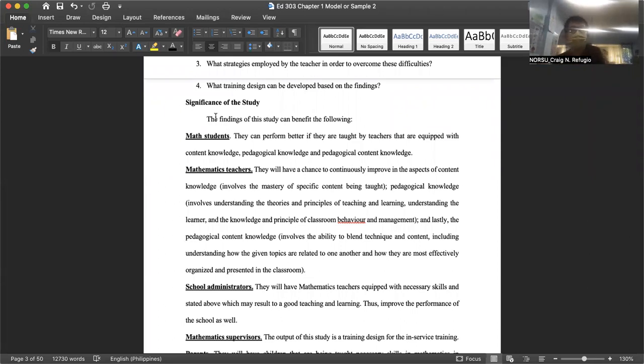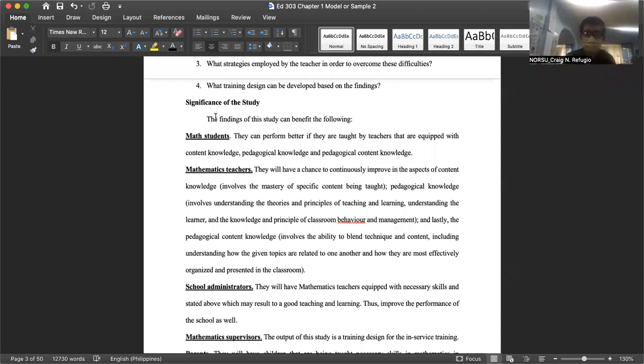So in terms of the significance of the study, you're going to state here who those people are, what agencies, what organizations can benefit from the findings of the study. As a researcher, you're going to look into who can benefit from the findings of the study. And once you have identified the people, the agencies, the organizations that can benefit, then you are going to mention in what way they can benefit.